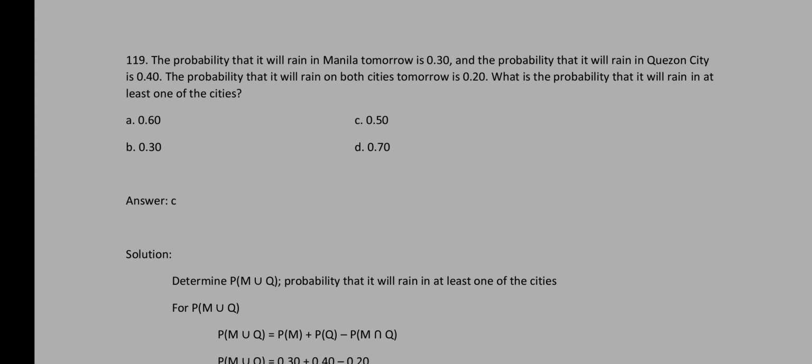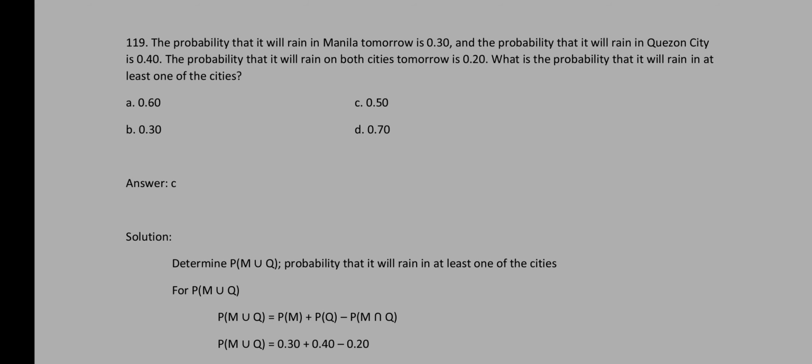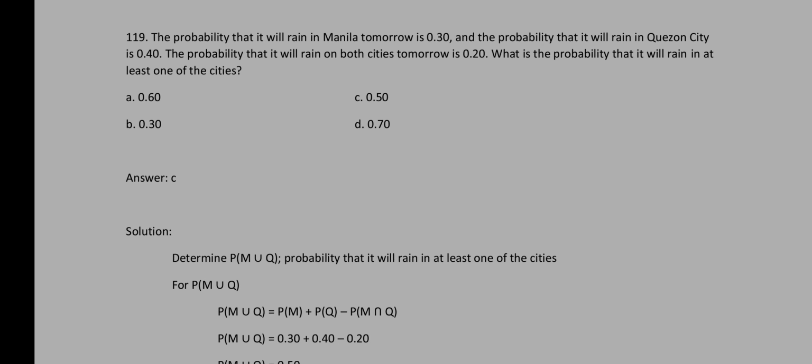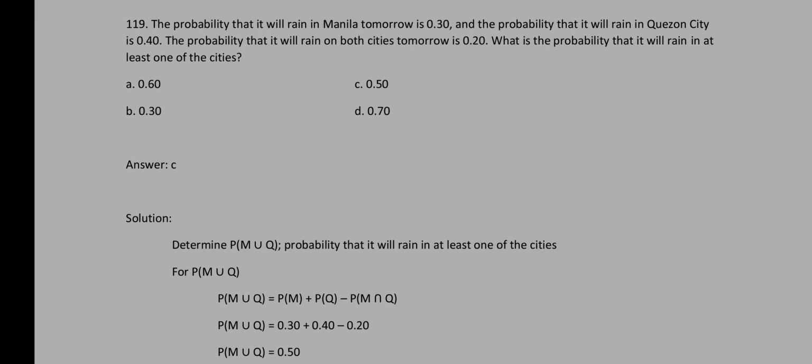Next, problem 119. So ito, madalas na lumabas nito sa board exam, itong tanong na to, under probability. The probability that it will rain in Manila tomorrow is 0.30. The probability that it will rain in Quezon City is 0.40. The probability that it will rain on both cities tomorrow is 0.20. What is the probability that it will rain in at least one of the cities? Ano tayong posibilidad na umulan sa kahit saan mang lugar sa mga nabanggit? At least one. So, ang sagot daw dyan ay letter C, 0.50.